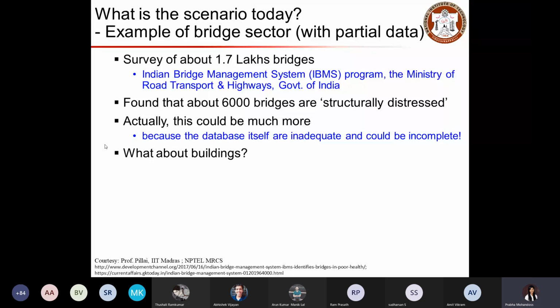What does it mean, structurally distressed? So what does it mean by structurally distressed, or what did you understand by the words structurally distressed?